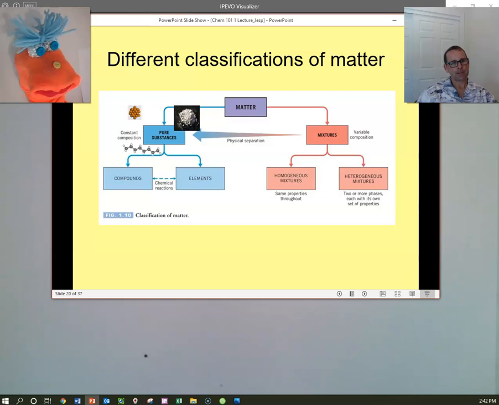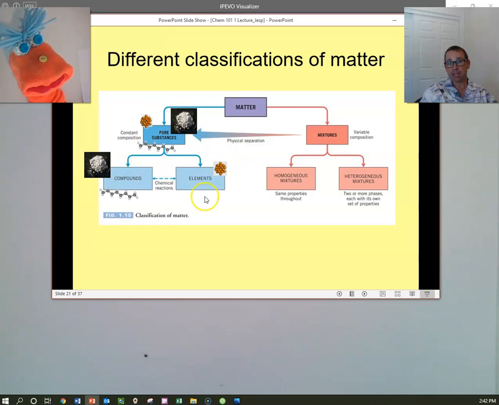Okay? So, pure substances can be separated into elements or compounds. Elements, all of the material is the same kind of element, whereas compounds, you have different kinds of elements that come together to form these different kinds of compounds. Okay, very good. Now, mixtures.